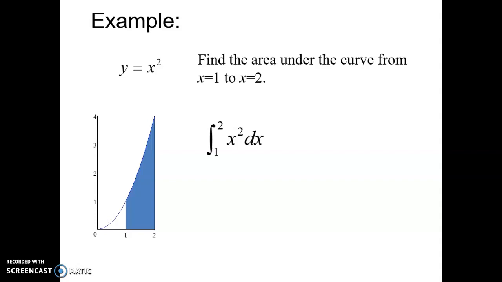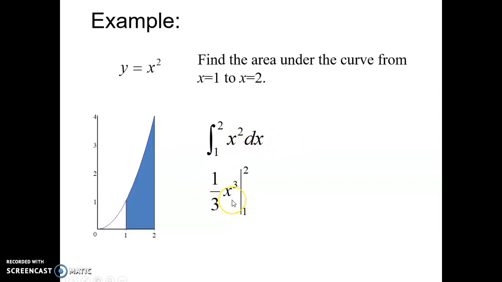So my first step is to find the antiderivative. The antiderivative of x squared, which we did in section 4.8 when we talked about indefinite integrals and found antiderivatives, would be 1/3 x to the third plus c.